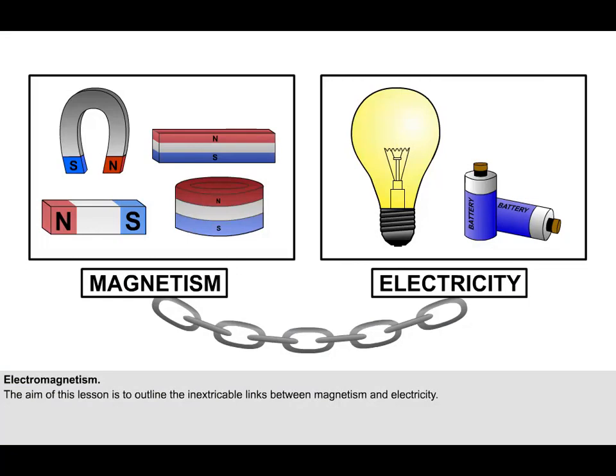The aim of this lesson is to outline the inextricable links between magnetism and electricity. The fundamental aspect of the link between electricity and magnetism is that any flow of electric charge will create a magnetic field. We will now investigate this phenomenon, explaining how the magnetic field may be predicted and put to practical use.